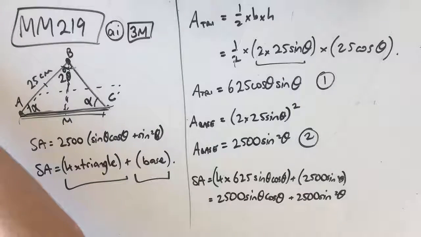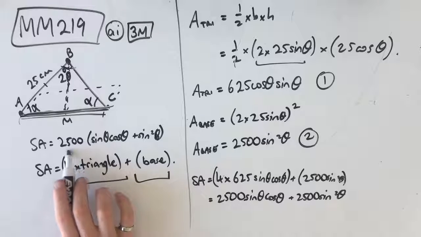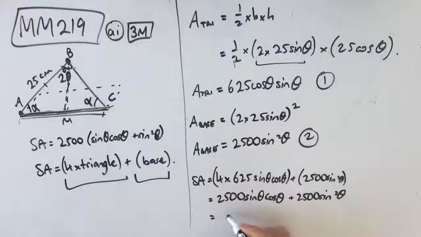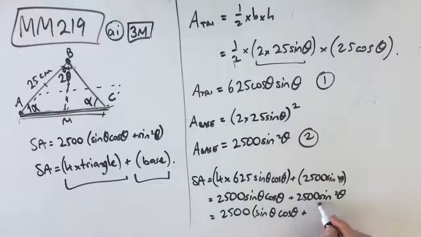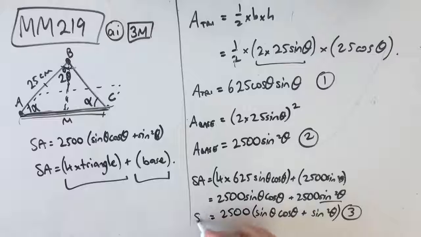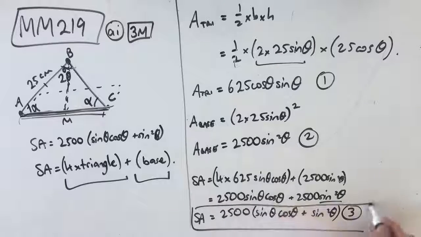Now, what we can then do is say that our surface area is equal to this. So take 2500 out as a common factor, and then 2500 times sine theta cos theta plus sine squared theta. Third and final mark, guys, that is the surface area.